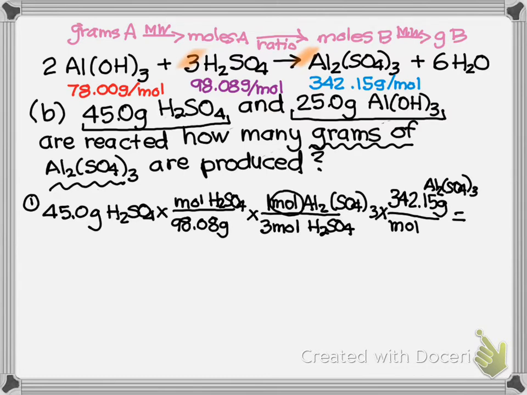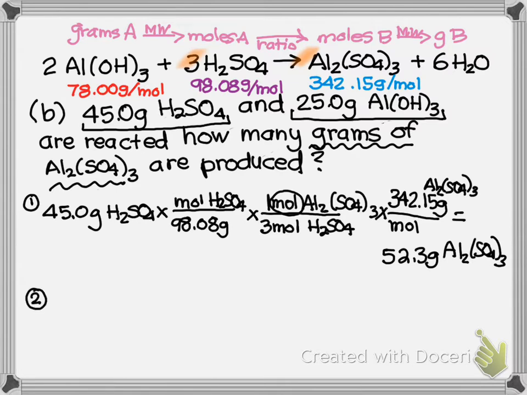And as long as I didn't make any entering into my calculator wrong, I get, to 3 significant figures, 52.3 grams of aluminum sulfate. Okay, and so that's how much I make with sulfuric acid.